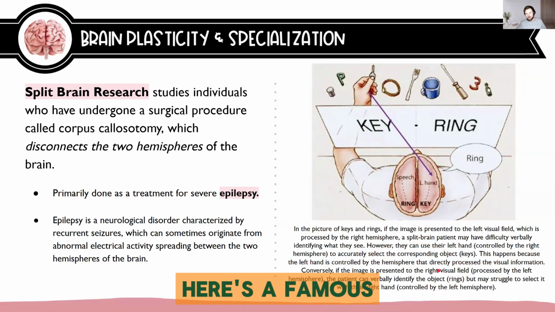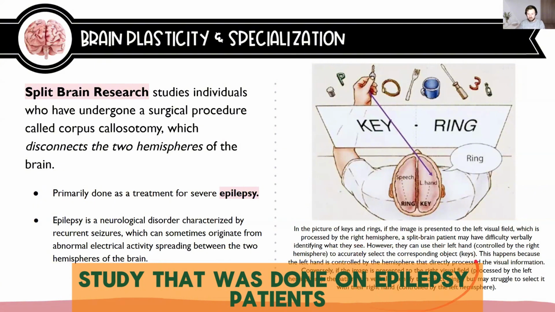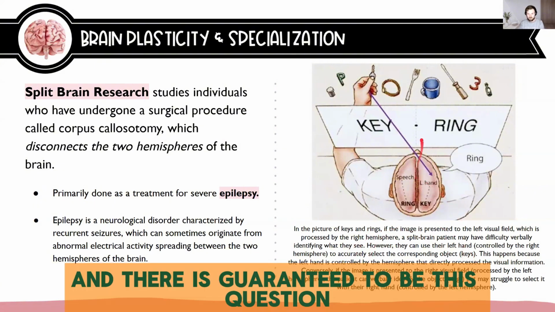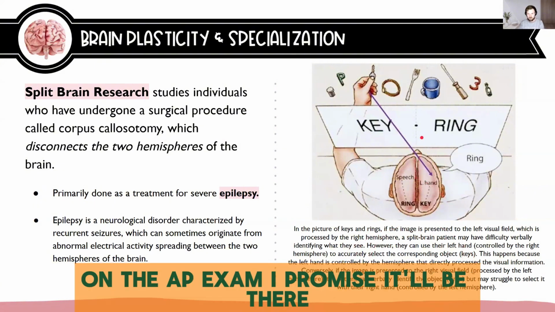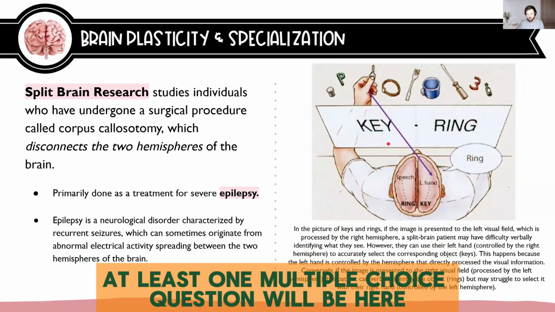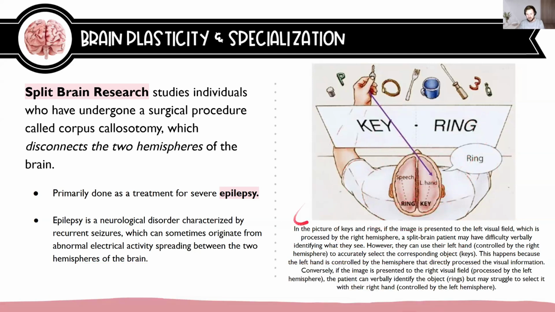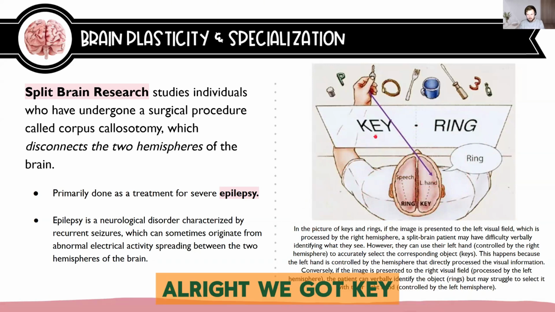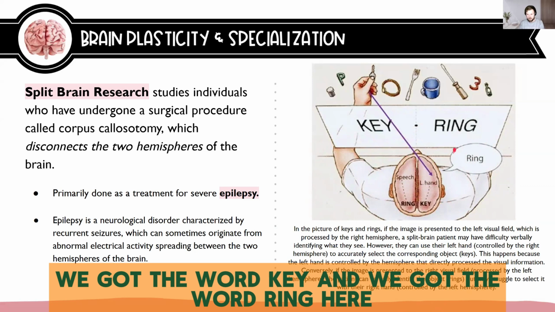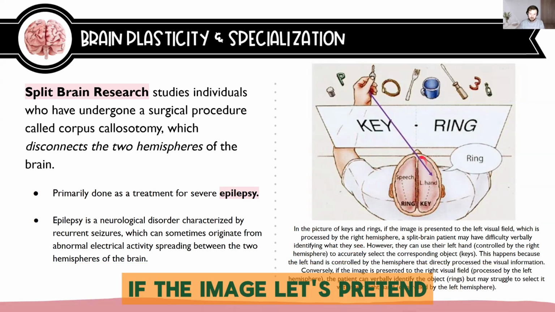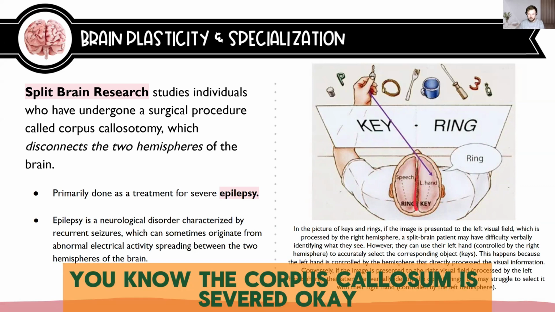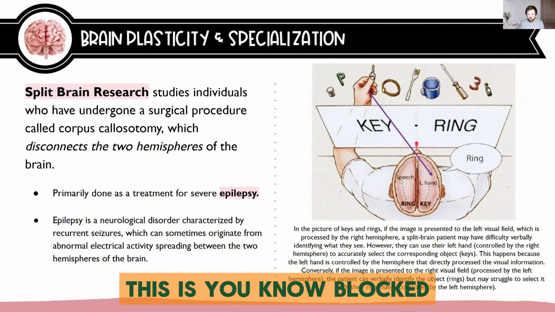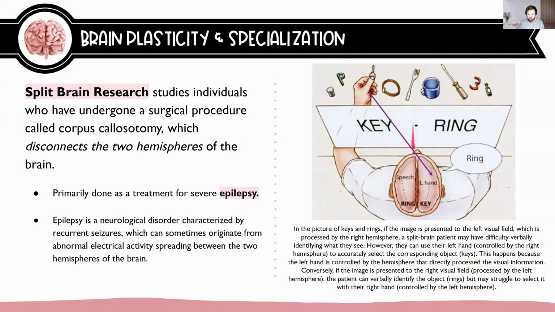Okay, so here's a famous study that was done on epilepsy patients, and there is guaranteed to be this question on the AP exam. I promise it'll be there. At least one multiple choice question will be here. In the picture of keys and rings, all right, we got the word key, and we got the word ring here. If the image, let's pretend, the corpus callosum is severed. Okay, this is blocked.